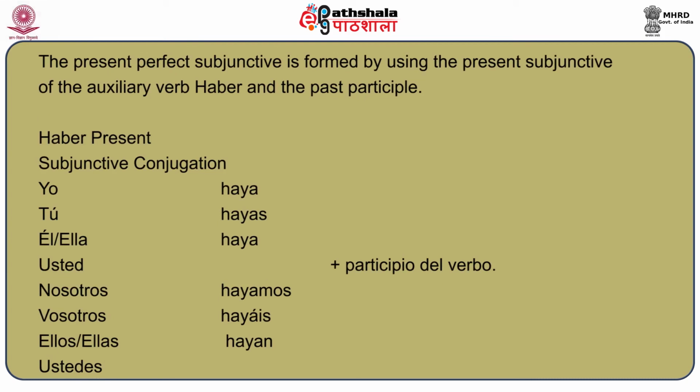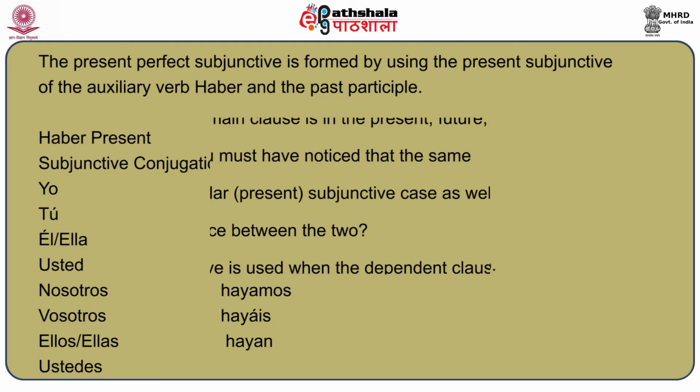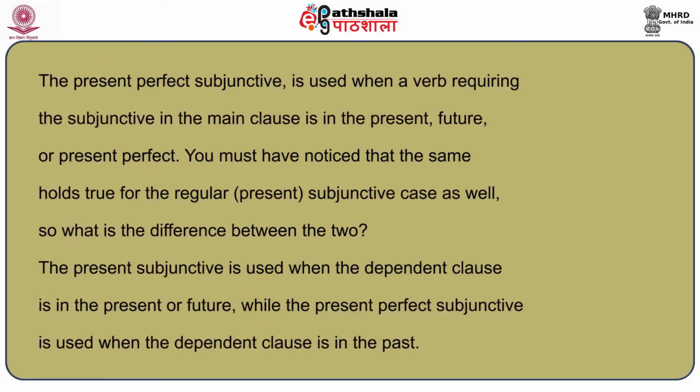The present perfect subjunctive is formed by using the present subjunctive of the auxiliary verb haber and the past participle. Haber conjugations in the present subjunctive: haya, hayas, haya, hayamos, hayáis, hayan go along with the participle of the verb. The present perfect subjunctive is used when a verb requiring the subjunctive in the main clause is in the present, future, or present perfect. You must have noticed that the same holds true for the regular present subjunctive as well.